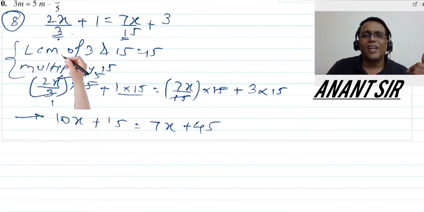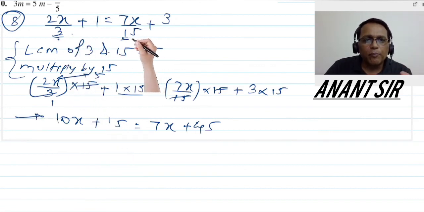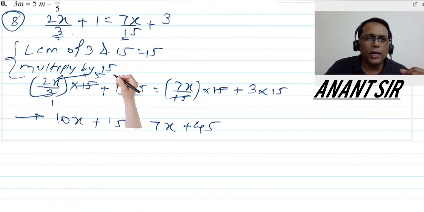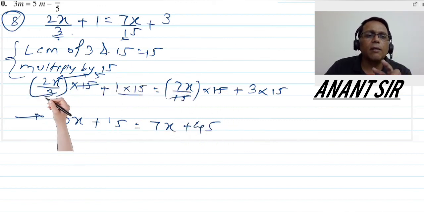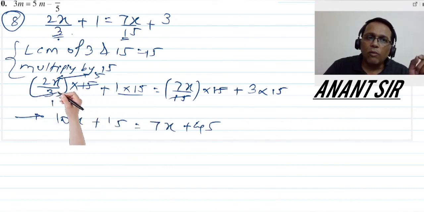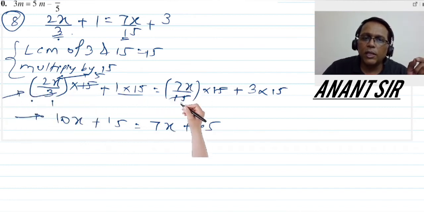If the denominators are different, find a number which is in their table, which comes first in their table, that is the LCM, and multiply by that LCM, and your denominator will get cancelled again. But don't forget to give the bracket here, where I have given the bracket, 2x by 3, 7x by 15, give bracket here.